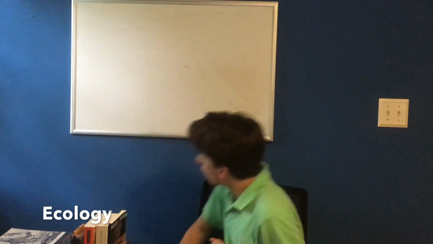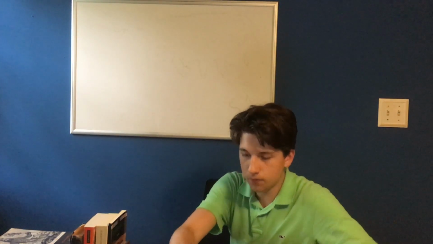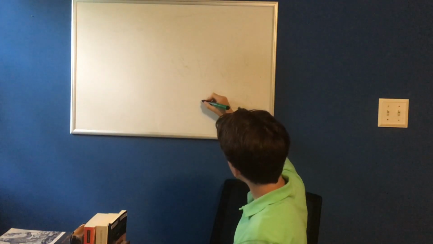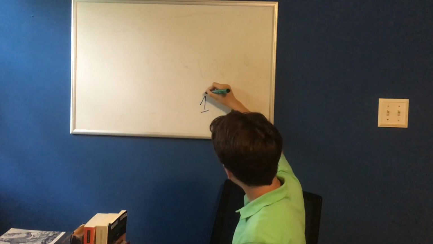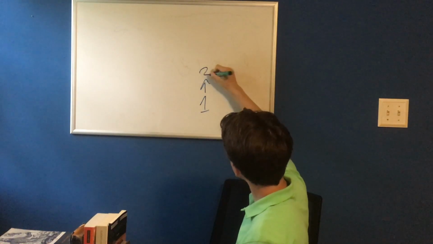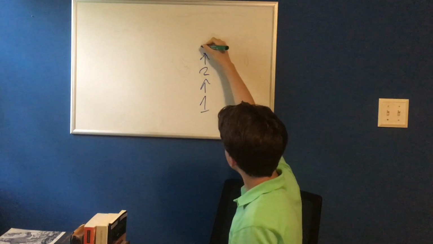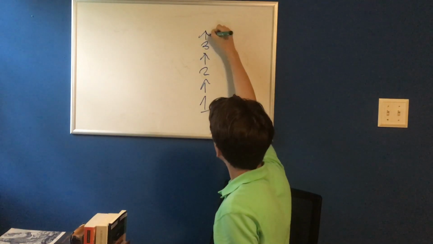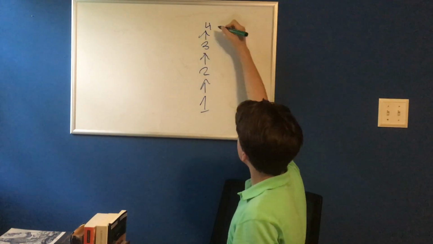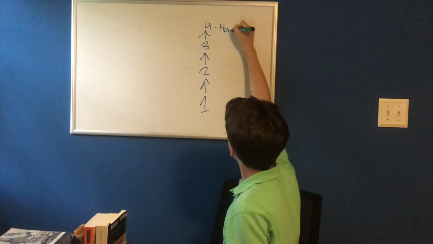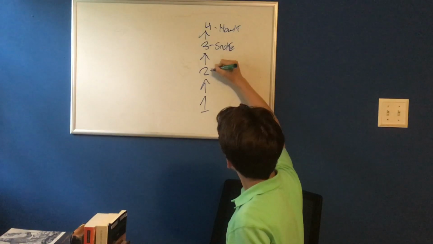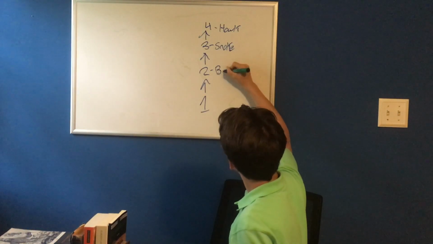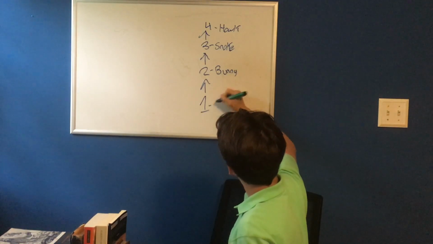So for this, I'm going to actually draw us a food chain. So at the bottom, we have organism 1, and that's going to feed organism 2, and that's going to feed organism 3, and that's going to feed organism 4. Let's just say that organism 4 is a hawk, this is a snake, a bunny, and then grass.